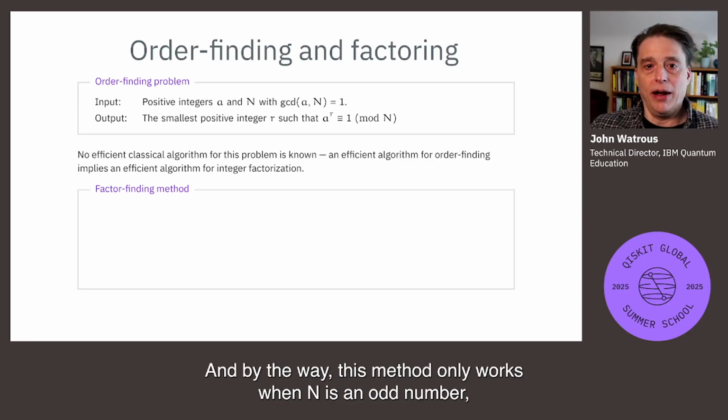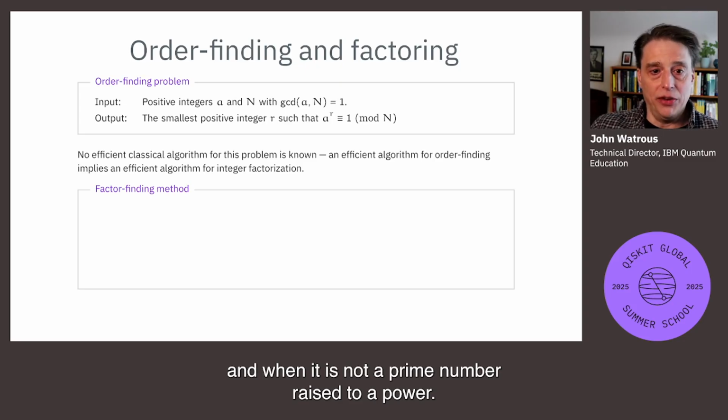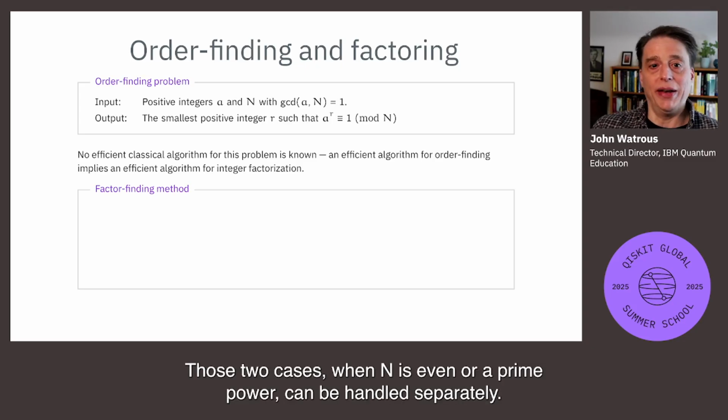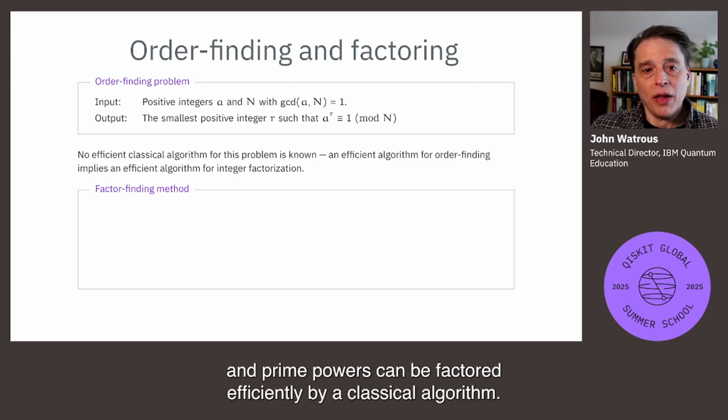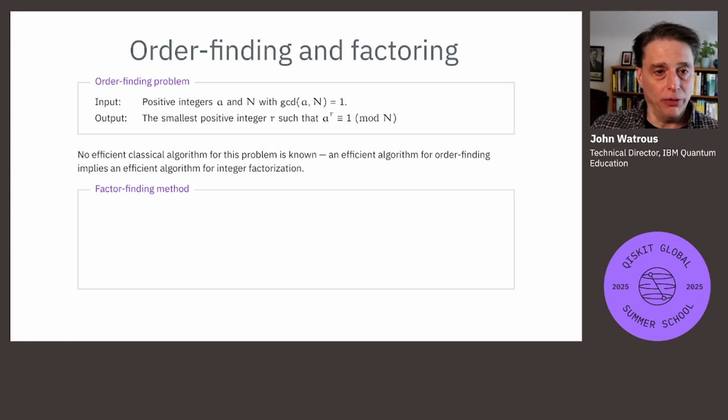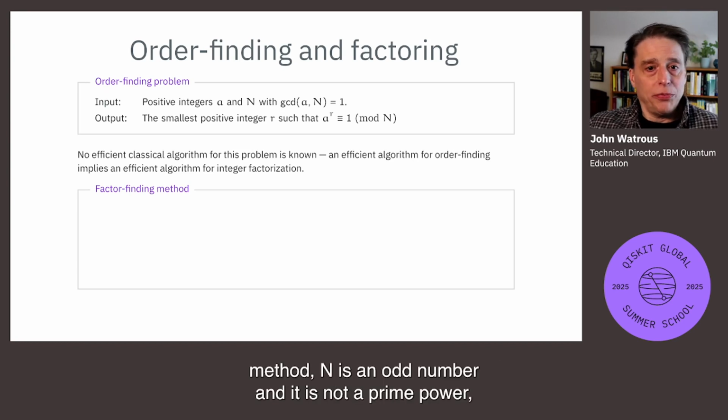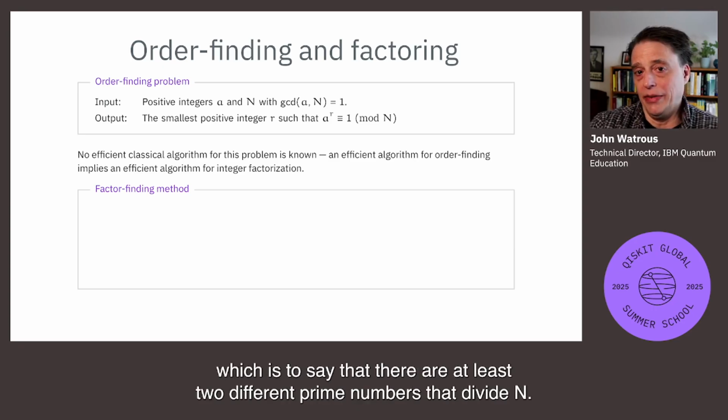And by the way, this method only works when n is an odd number and when it is not a prime number raised to a power. Those two cases, when n is even or a prime power, can be handled separately. It's trivial, of course, to identify 2 as a factor of any even number, and prime powers can be factored efficiently by a classical algorithm. So for this method, n is an odd number and it is not a prime power, which is to say that there are at least 2 different prime numbers that divide n.